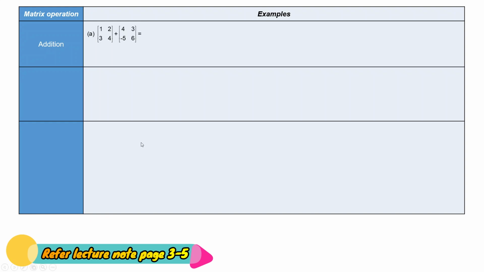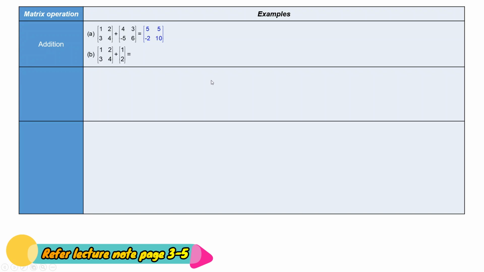Then how do we add two matrices? Very easy. We just need to add the corresponding elements. For the first matrix, A11 is 1, and for the second matrix, A11 is 4. So we add 1 plus 4, and the answer is 5. The result is 5, 5, negative 2, 10.